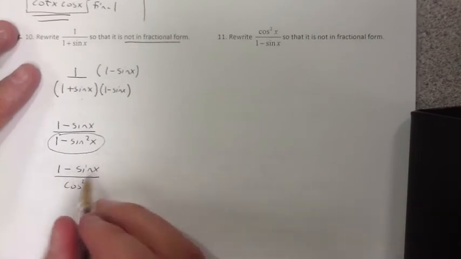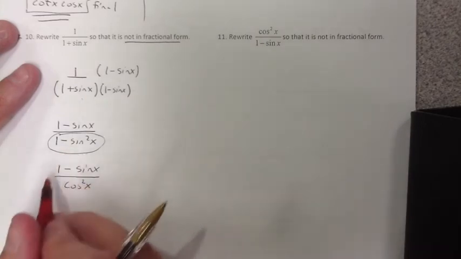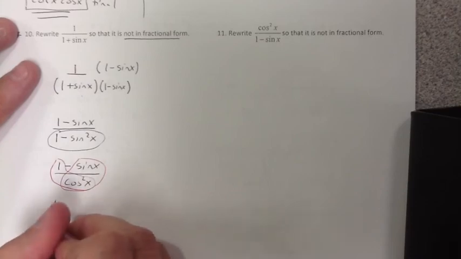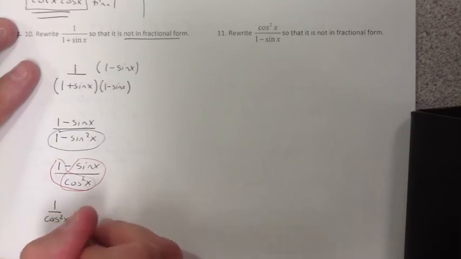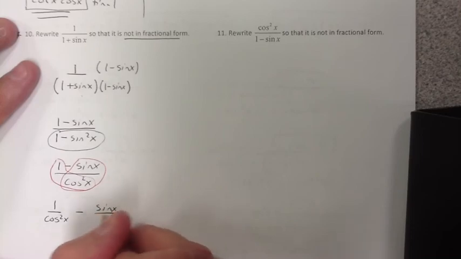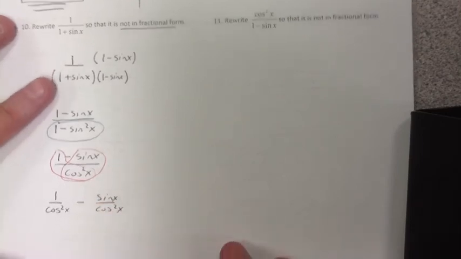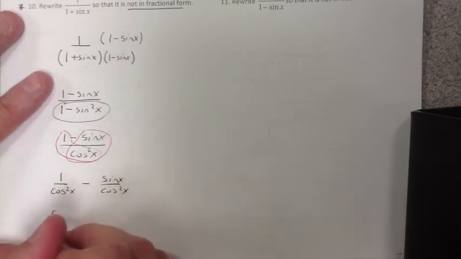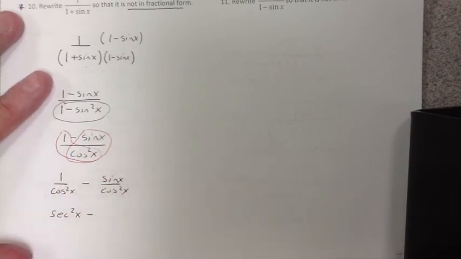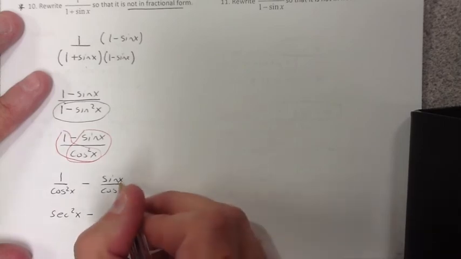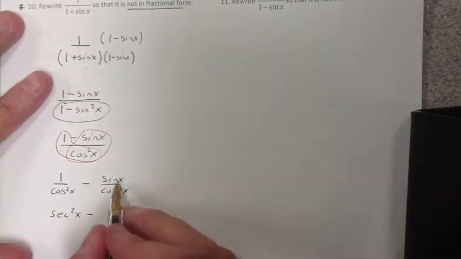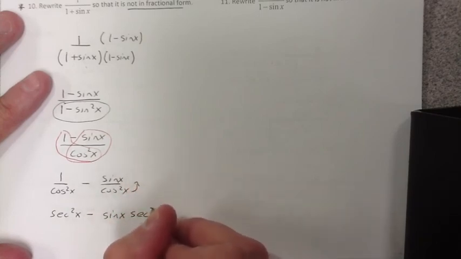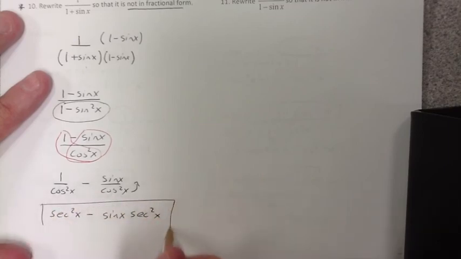And then what I can do here is I can split my fraction. I get 2 fractions here. I'm going to get 1 over cosine squared of x minus sine x over cosine squared of x. And there's numerous ways we can rewrite this one. Okay, simplest way, this is just secant squared of x minus. Now I could write this a couple ways, but an easy way, just keep this as sine of x and bring up the cosine that gives us secant squared of x. And there's our final answer.